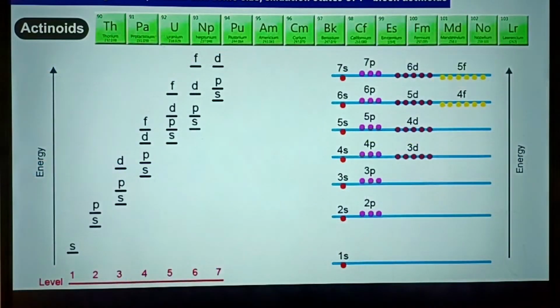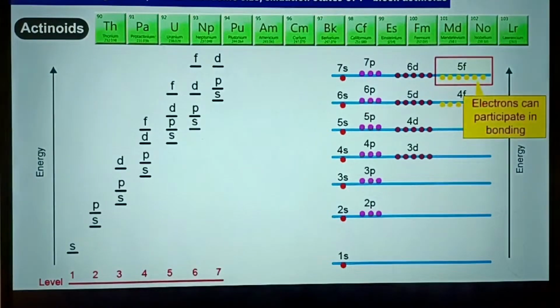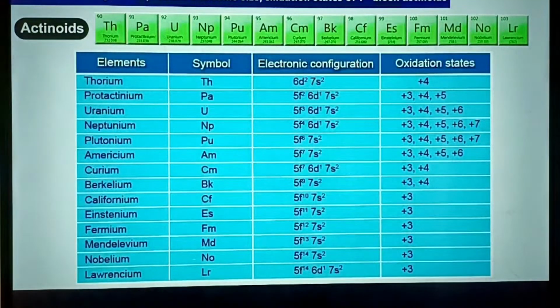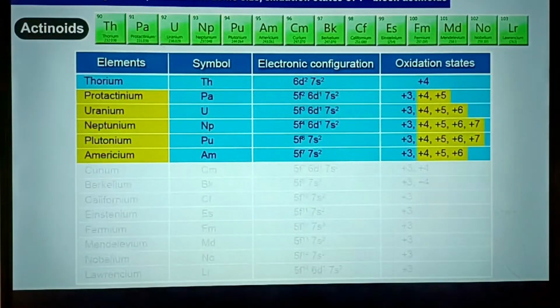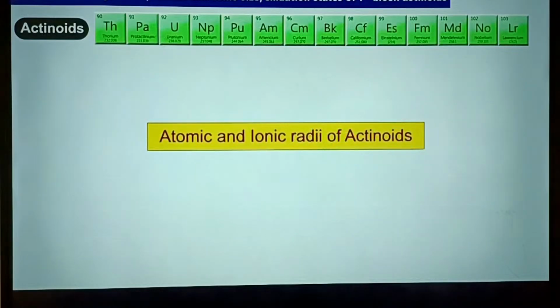Since the 5f orbitals are not as deeply buried as 4f orbitals, the 5f electrons can participate in bonding to a greater extent. This explains the higher oxidation states shown by the earlier actinoid elements. Now, let's look at the atomic and ionic radii of these elements.